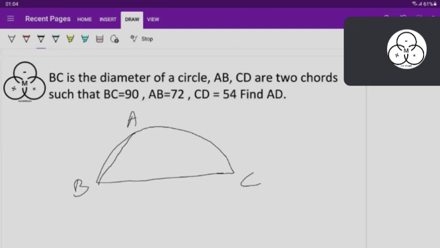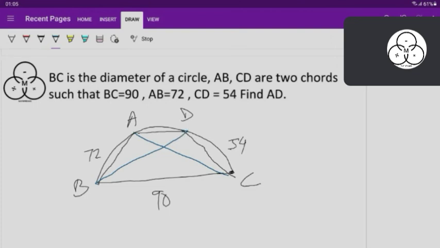BC is the diameter of a circle. AB and CD are two chords. We are considering them on the same side. That wasn't mentioned, but we are considering it. Such that BC equals 90, AB equals 72, CD equals 54. Find the value of AD. How do you find it? We need the diagonals to apply Ptolemy's theorem and to find out the value of AD.